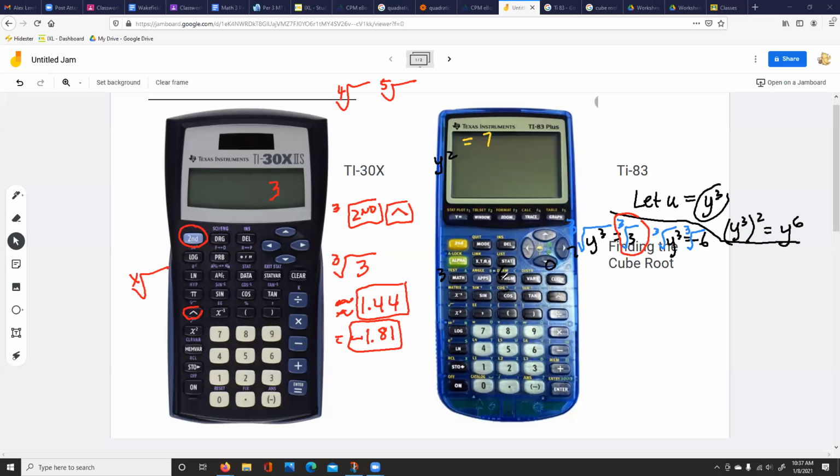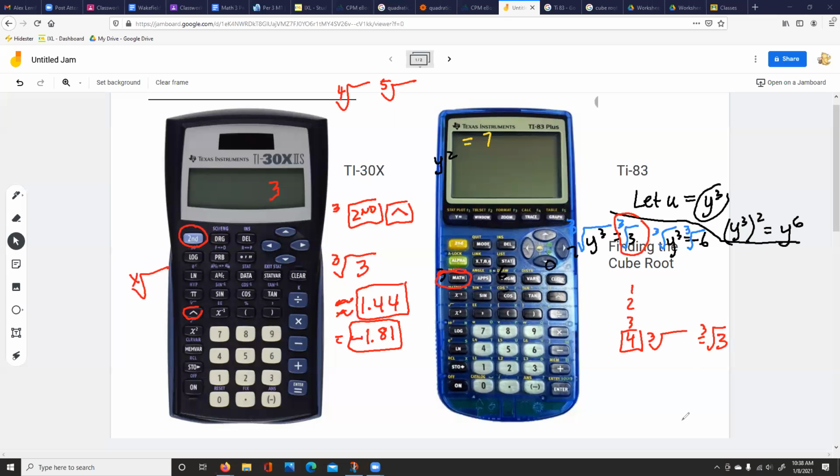On this calculator, the cube root is on the math button. If you have a graphing calculator, can you put in a private comment to me in the chat? That way I know if I'm wasting my time or not. Once you press the math button, you'll see 1, 2, 3, 4, and the 4th one has a cube root. So press 4, and then type in what you want to take the cube root of. So cube root of 3, and then good.